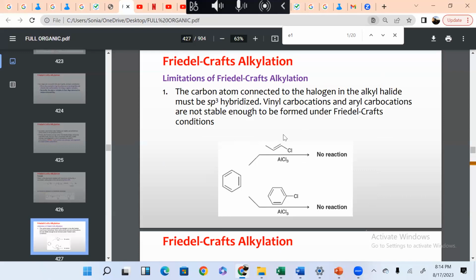sp3 hybridized is usually alkane. Because this one is sp2, alkene, anywhere where there's a double bond, it's usually sp2 hybridized, and alkyne, we say this is sp hybridized. So if the substrate has a double bond, this reaction is not going to proceed, even if you have the presence of aluminum chloride. It's very important to note this.